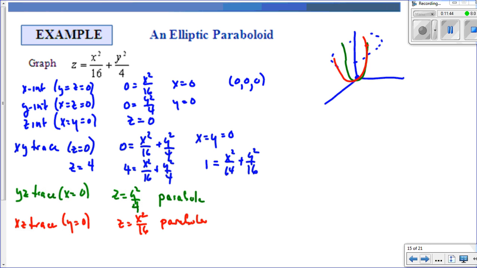So now if we found some other traces, we saw that the trace in the xy direction, parallel to the xy plane, was going to be an ellipse each time. Then what we've got is an elliptic paraboloid. So cross sections horizontally will be ellipses, but with the other two planes, they're parabolas.